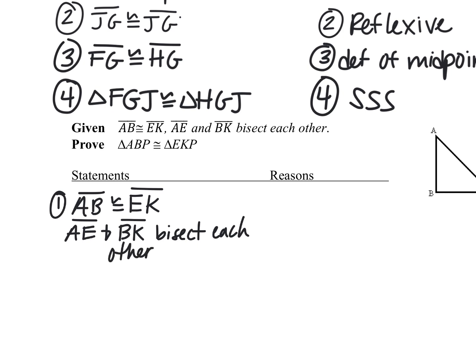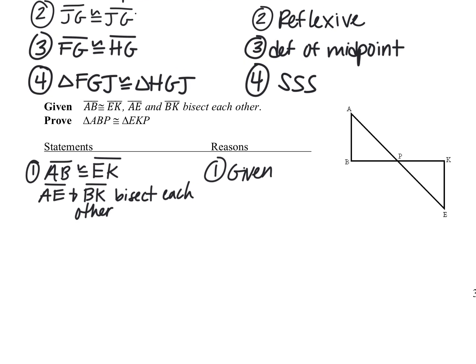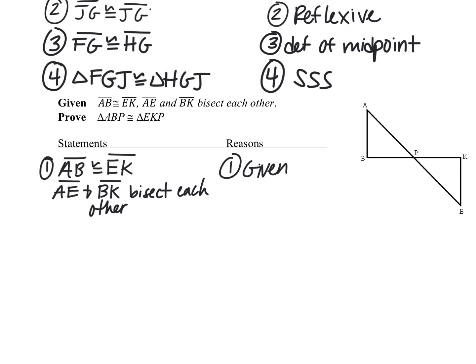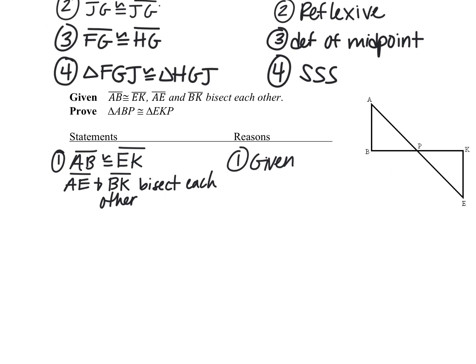Okay, and your reason needs to say given. Okay, we look at the picture and see if this stuff is actually marked. AB is congruent to EK. Has that been marked? No, so you need to do it right away. And that'll be the case a lot of times with the things in your givens. Make sure it's actually marked. And that's it. Because you're told AE and BK bisect each other, and that's something you kind of have to think about, what that means.